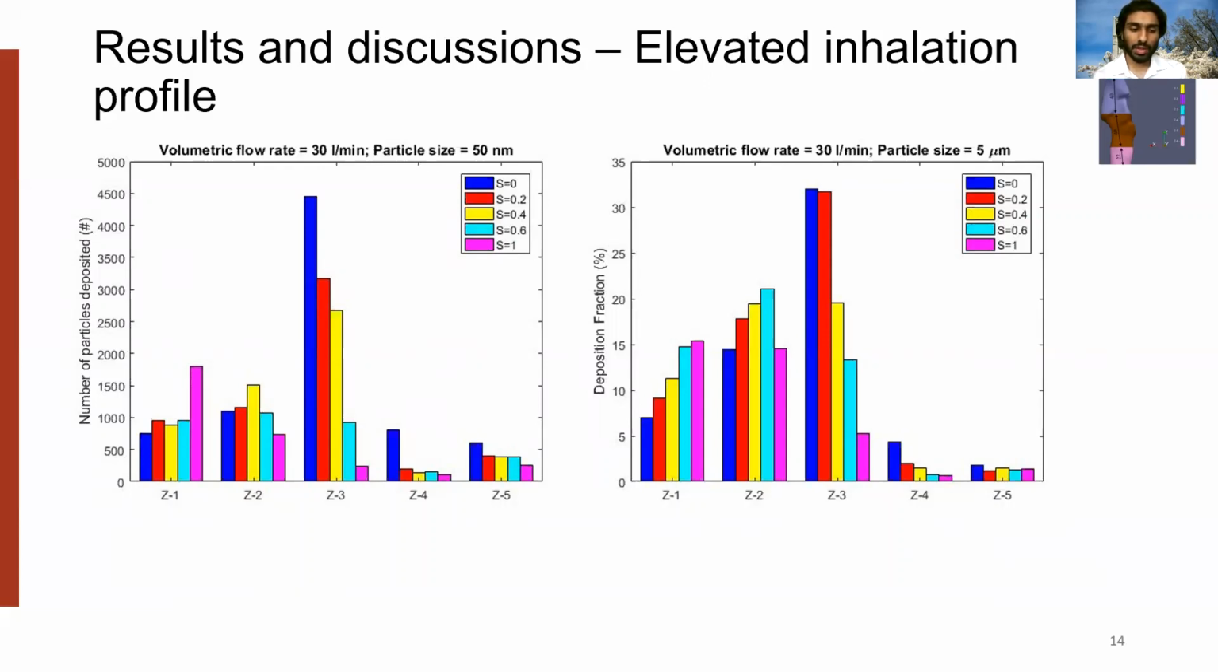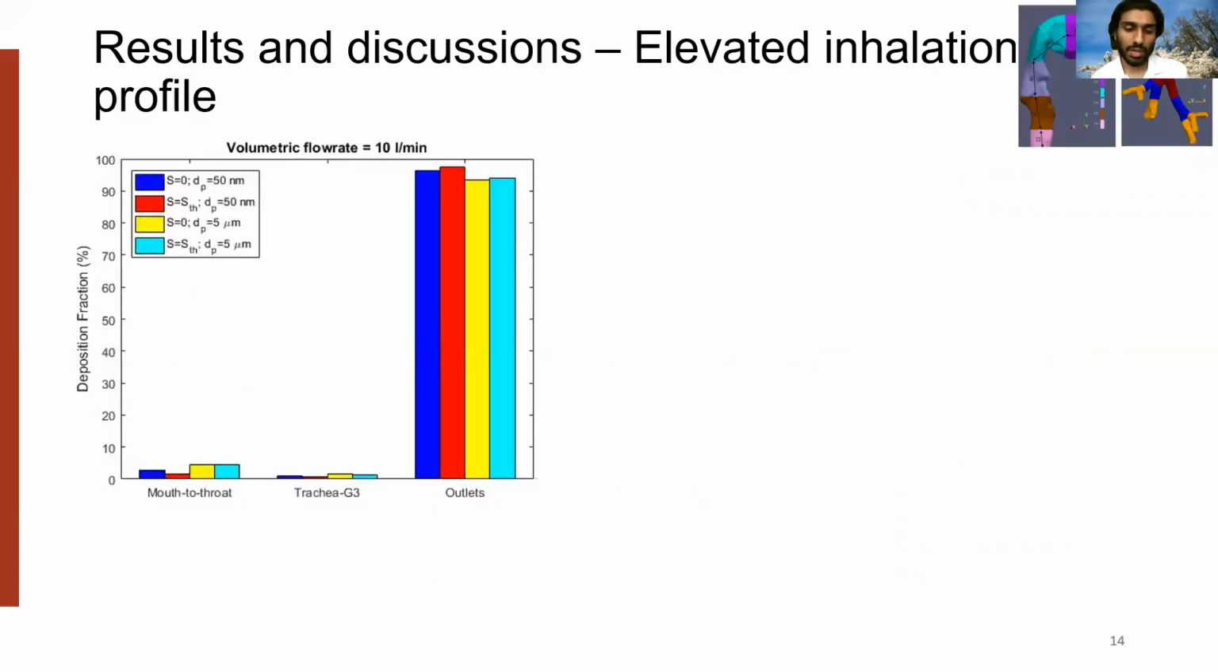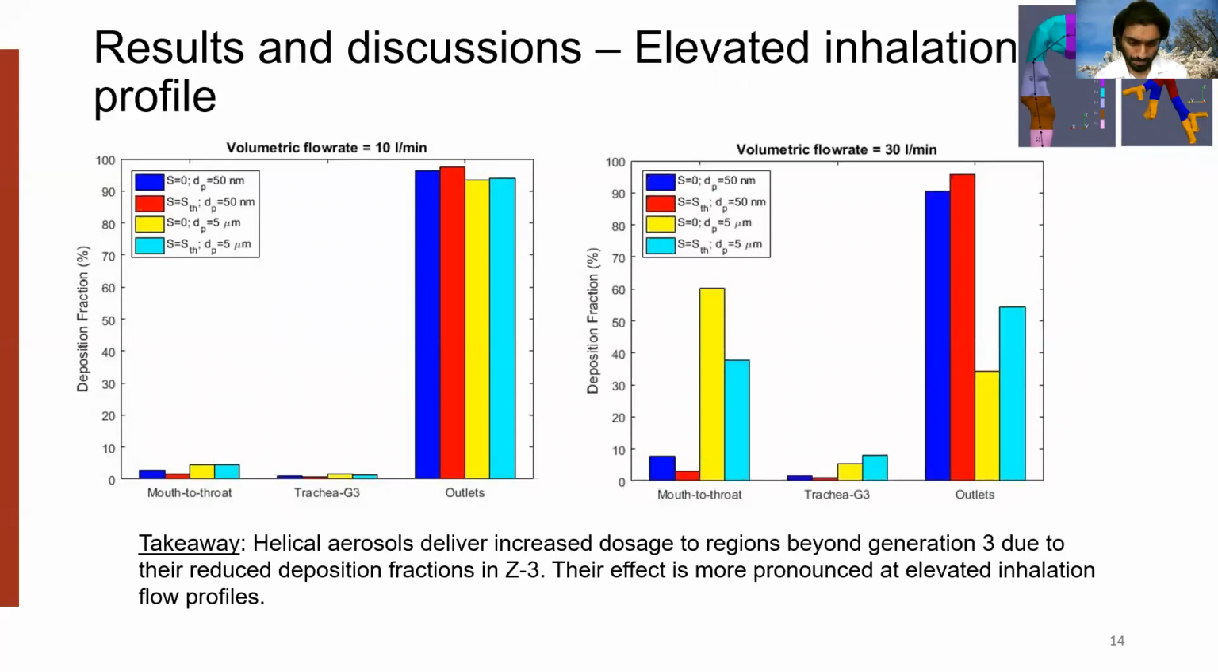Another major implication is the capability of helical flows to deliver drug to deep lung. This is highlighted by the fraction of particles transferred to outlets of G3. For a volumetric flow rate of 10 liters per minute, considering both micron and nanoparticles, helical flows seem to deliver increased dosage to deep lung in comparison to axial jets. This is evident from this figure where helical flows corresponding to S equals S_TH, or the threshold swirl number, deliver increased dosage to outlets for both micron and nano-sized particles.